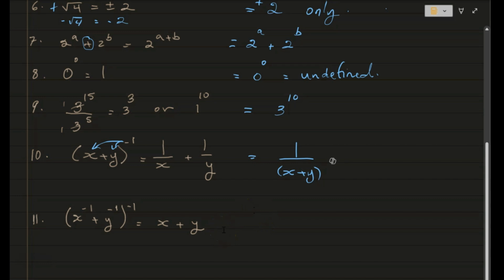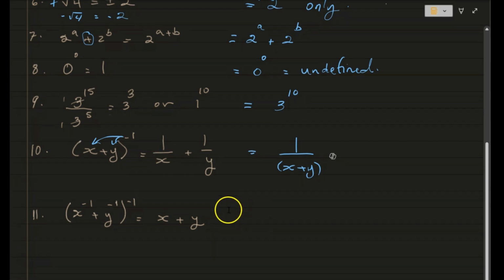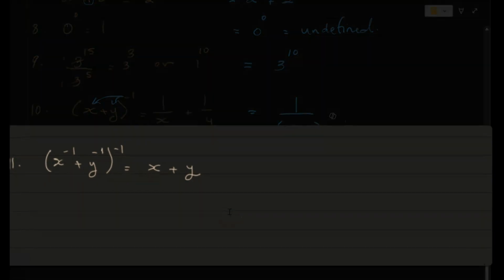Now, last one, number 11, that's the bonus one. What they do, they try to use the power of a power rule, and they multiply this -1 by each of these exponents, thinking that, okay, well, x to the -1 times -1, so this -1 and -1, they multiply, you get x to the 1, right? And then the same for y. Well, that's incorrect. Remember BEDMAS. So the entire bracket is to the -1, the same thing as number 10.